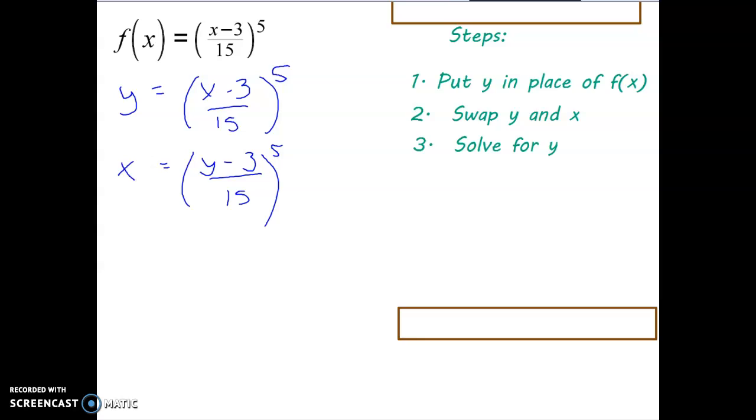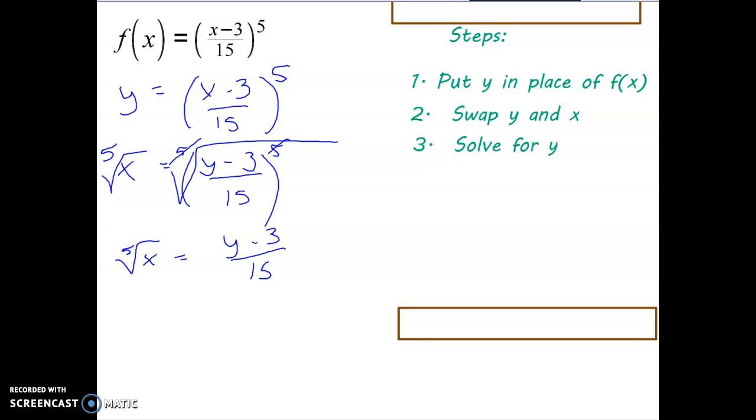So every time this one is going to be a little bit different depending on what the function is in front of us. So we basically want to look at what is the outermost thing that has been done. When you solve for y, you're basically undoing everything that's been done to it. So I want to look at the outermost function first, which is raised to the fifth power. So what is the opposite of raised to the fifth power? Well, that's going to be the fifth root. So I'll take the fifth root of both sides. Raising something to the fifth power and the fifth root are inverses of each other. They cancel one another out. So I'm going to have the fifth root of x equals y minus 3 over 15.